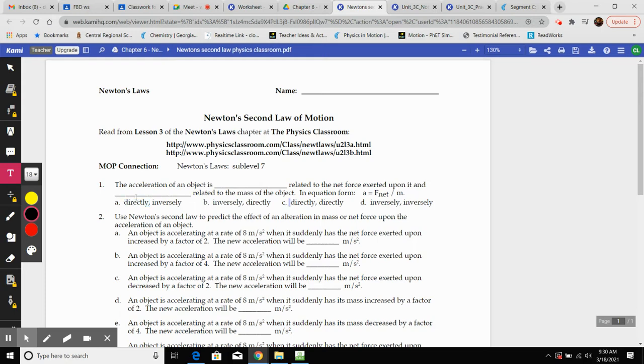So if you're pushing an object, if it gets heavier, is it going to accelerate more or less? Less. So if I increase mass, acceleration goes down, which is inversely. So here we're looking for letter A.